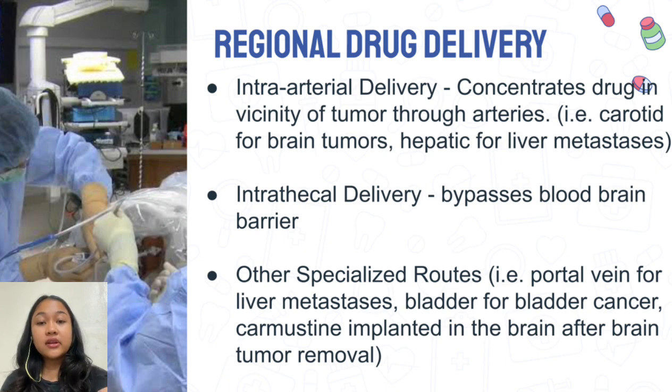First is intra-arterial delivery. This is used for solid tumors. This concentrates the drug in the vicinity of the tumor while minimizing toxicity to the rest of the body. Examples are carotid artery delivery for brain tumors and hepatic artery delivery for liver metastasis. Next is intrathecal delivery. Because many anti-cancer agents are unable to cross the blood-brain barrier, some are administered intrathecally. This is obviously for cancer in the central nervous system. There are also other specialized routes, such as the portal vein for liver metastasis, the bladder for bladder cancer, or implanting carmustine inside a wafer after brain surgery to kill remaining cancer cells.